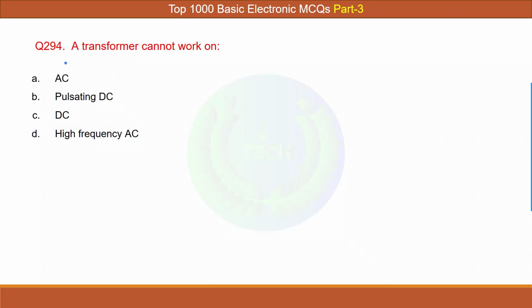Next question, question number 294. A transformer cannot work on option A AC, option B pulsating DC, option C DC, option D high frequency AC. The answer is option C, DC.